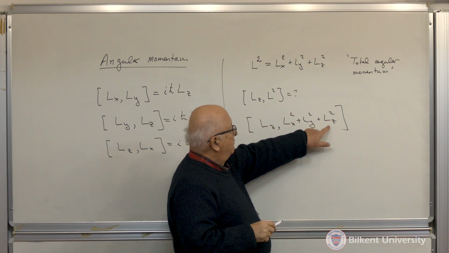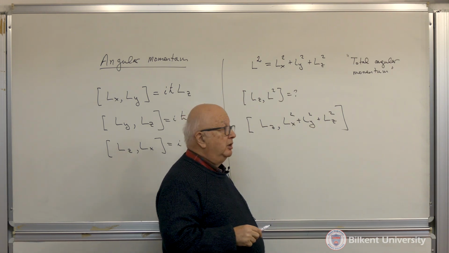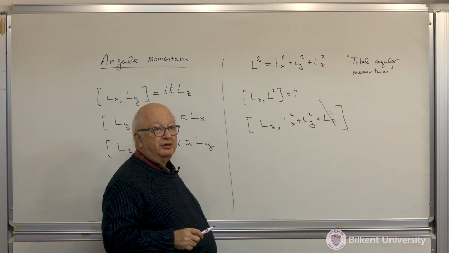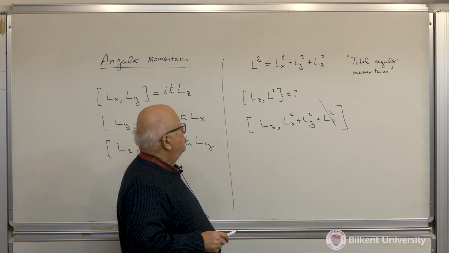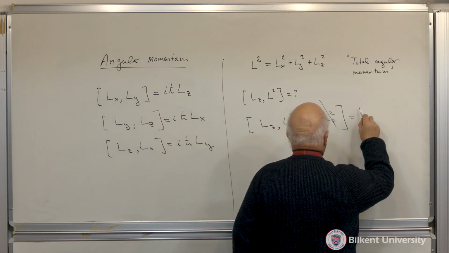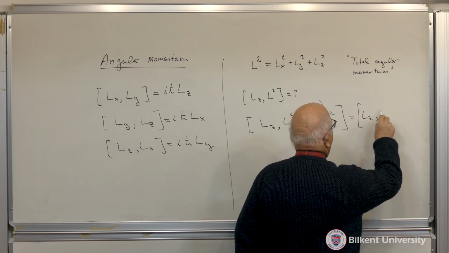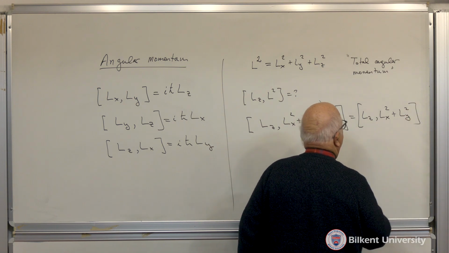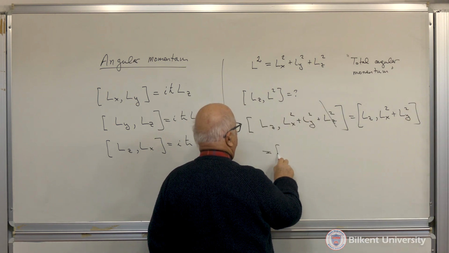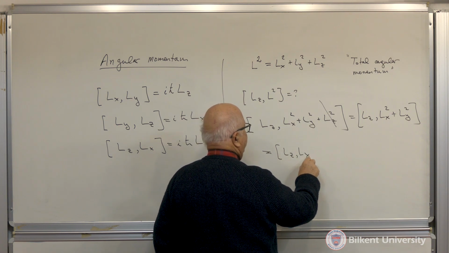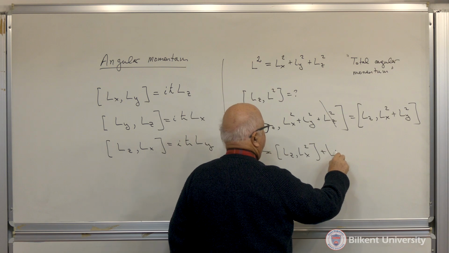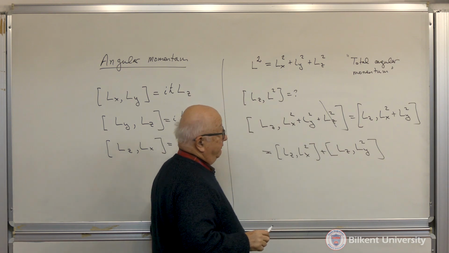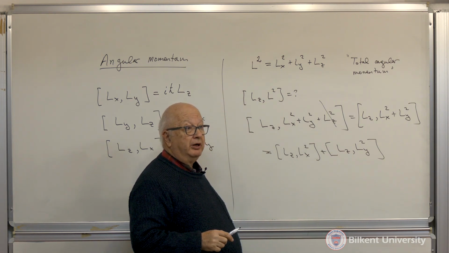Now Lz obviously commutes with itself, so that part just drops out. The commutator of Lz with Lz squared is 0. So this is just going to be the commutator of Lz with Lx squared plus Ly squared. And so that's equal to the commutator of Lz with Lx squared plus Lz with Ly squared. So we have some commutators to calculate.